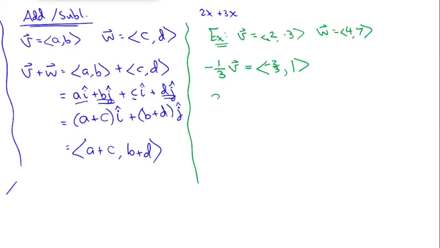How about 2W? Now I have to worry about how you're going to get 2W. Okay. 2W. It's 2 times 4, which is 8, comma.